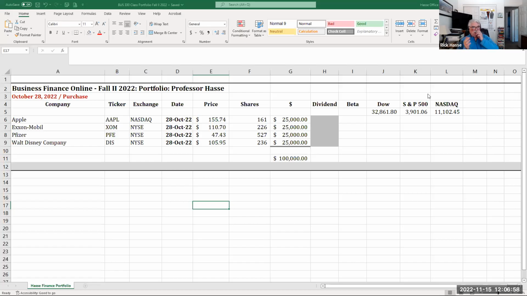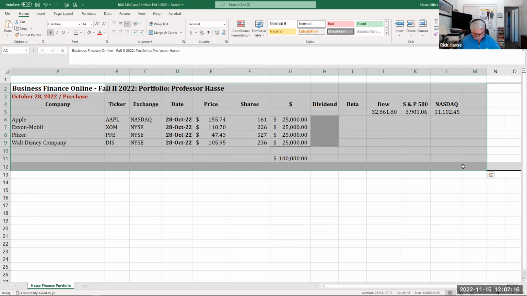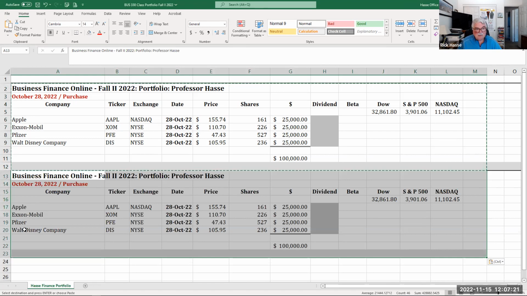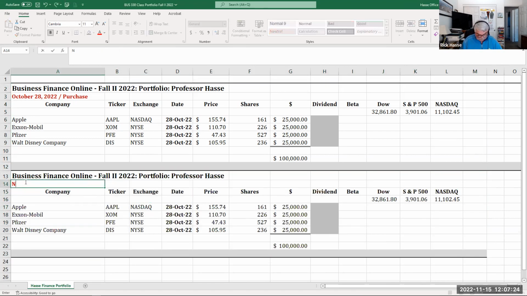All right, here's the portfolio spreadsheet as of my sample, as of our October 28th purchase. So what you're going to do now is update this as of November 18th. And here's how I would do it. I would basically take my original portfolio and just copy it down. Now this would be a November 18, 2022 update. I would change the date to 11/18.